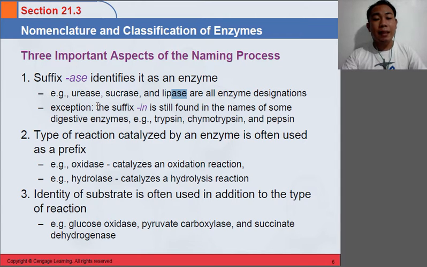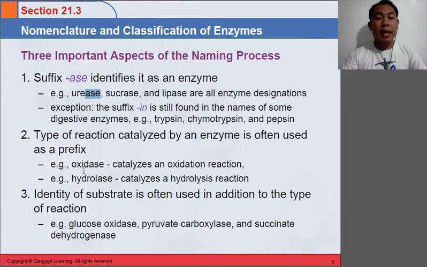An exception is that the suffix -in is still found in the names of some digestive enzymes, for example trypsin, chymotrypsin, and pepsin. Trypsin, chymotrypsin, and pepsin are digestive enzymes that end with -in, so they are considered exceptions in the names of enzymes, while most enzymes end with -ase, like urease, sucrase, and lipase.